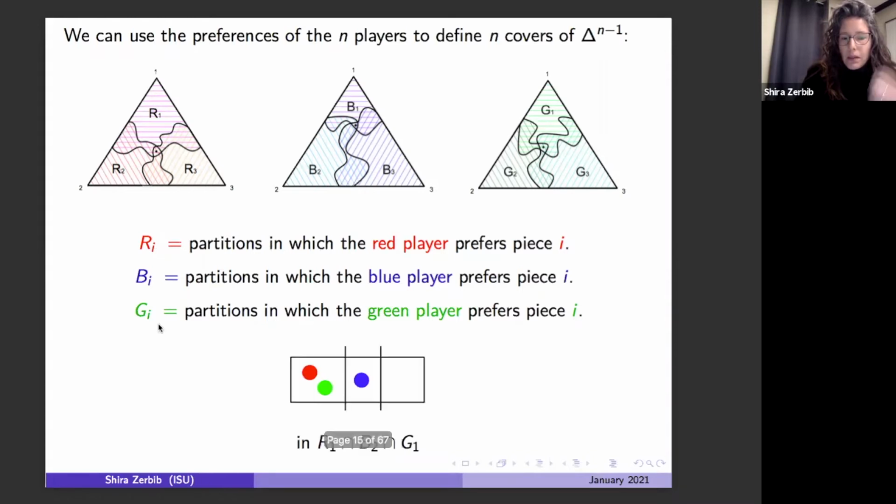Okay. So for example, this partition is in R1 because the red player prefers piece 1. It is also in B2 because the blue player prefers piece 2. And it is also in G1 because the green player prefers piece 1.